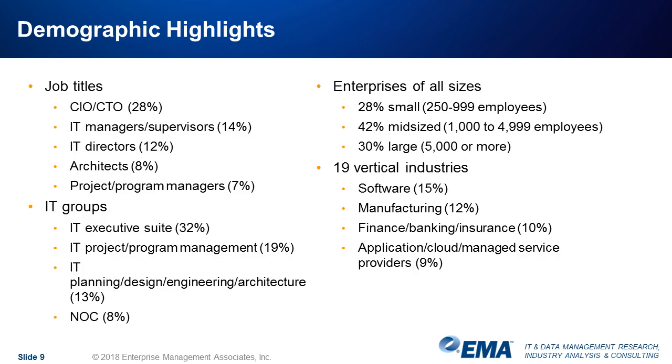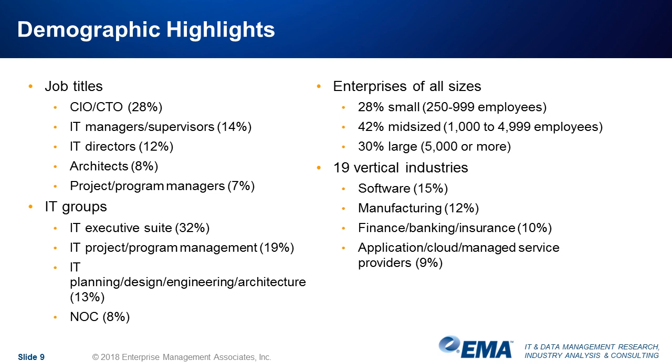Here's some basic demographic information about the people who participated in our survey. Job titles, the biggest chunk is CIO, CTO types. IT managers and supervisors and directors are another big group, and architects, whether that's IT architects, network architects, and then project managers and program managers. In terms of IT groups these people worked within, you see, no surprise, IT executive suites roughly a third, which kind of matches up with the number of CIOs and CTOs represented. You see people from IT program and project management. You see people from IT planning, design, engineering, architecture, and you see a small group from network operations centers.